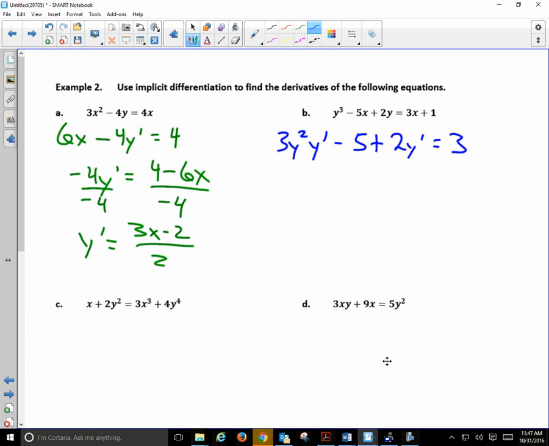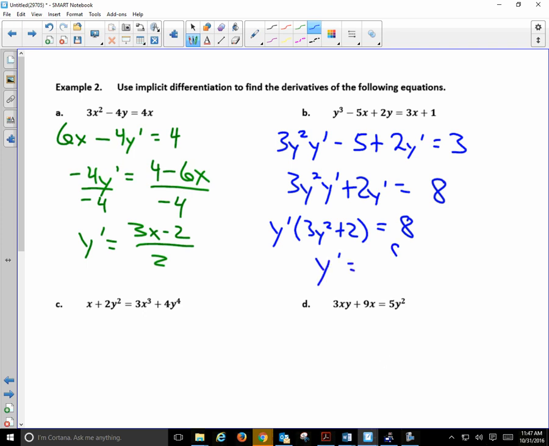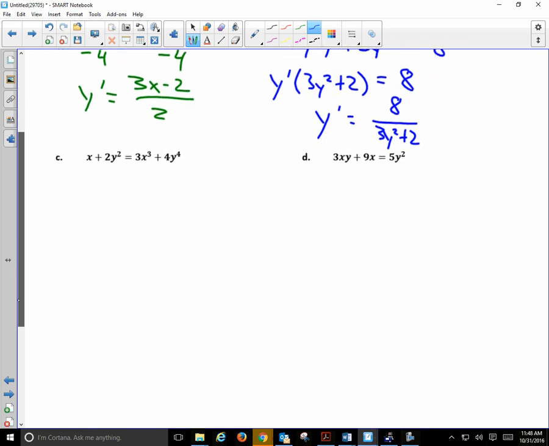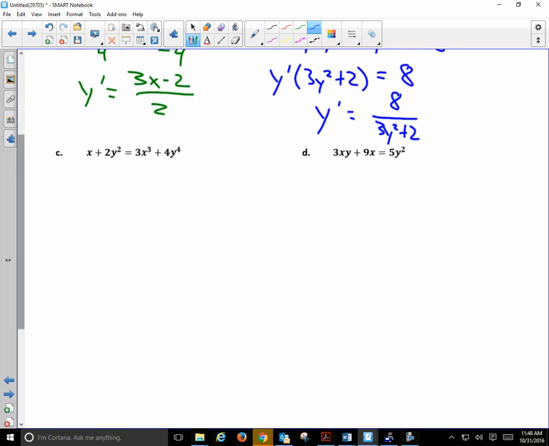So what you do is, you remember this from last year in your college algebra course, you had a great teacher, he taught you how to do this. 3y squared y prime plus 2y prime is equal to 8. You gather all your y primes on one side, and then what do you do? Factor out a y prime. You'll have y prime times 3y squared plus 2 is equal to 8. Y prime is 8 over 3y squared plus 2. That's it. Why don't you try C on your own? Go.